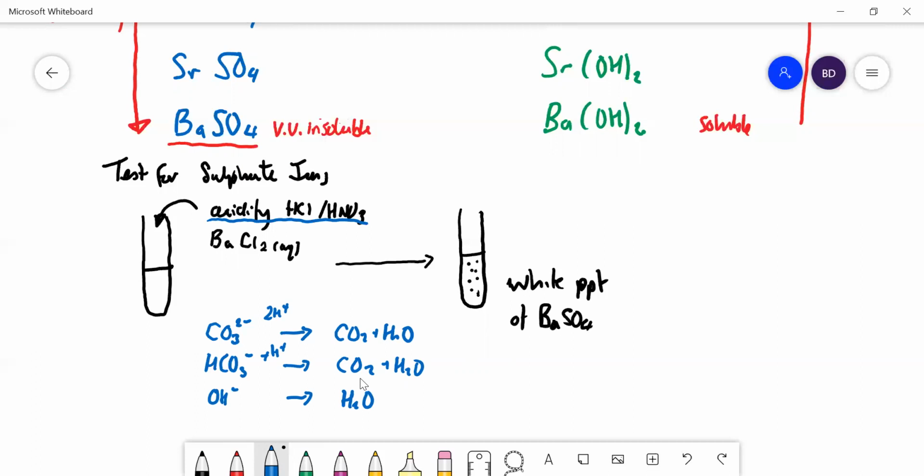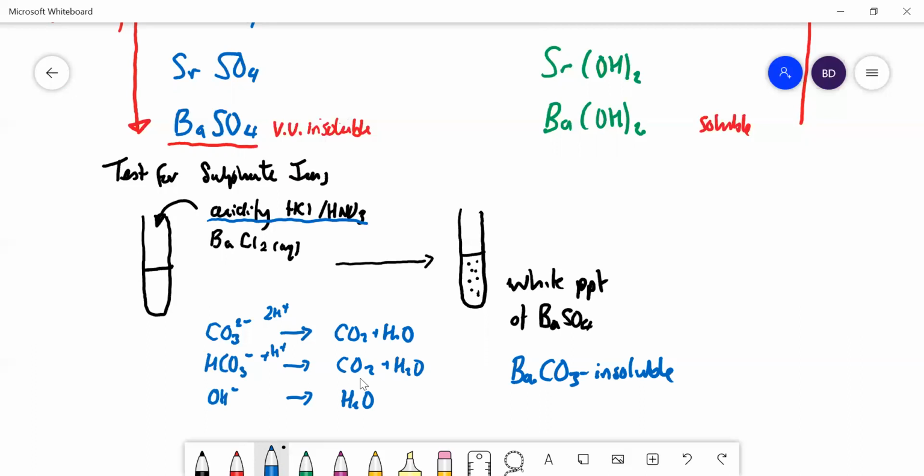So it's just to get rid of those. In particular, barium carbonate is very insoluble. So if you had any carbonate ions there, you'd definitely get a precipitate, but it would be due to barium carbonate, and you might think it's because you've got sulfate there, and it wouldn't be. So that's why you need to acidify.